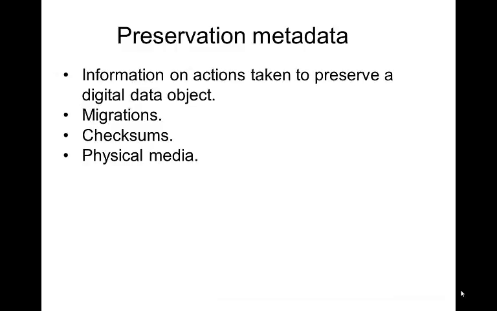The final category of metadata is preservation metadata, which contains information on the actions taken or that should be taken to preserve a digital data object. Migrations between versions, between databases, perhaps between different database schemas, and checksums. I've never really understood them. They're numbers calculated from data sets, and if you get the same number calculated from two files, you know that those files are the same. That's the way I understand checksums. Sometimes when you download something from the internet, it'll ask if you want to check the checksum value to make sure the data has been downloaded completely.